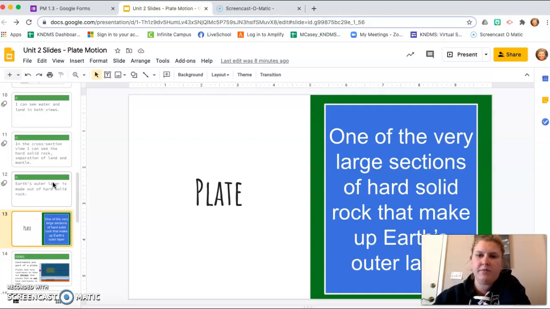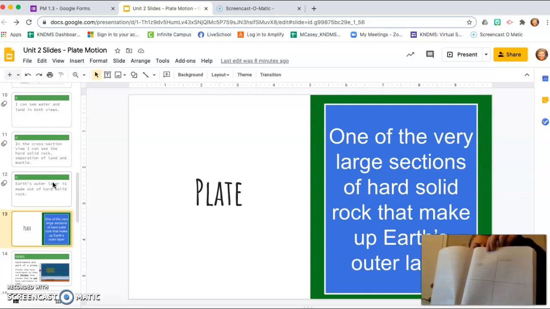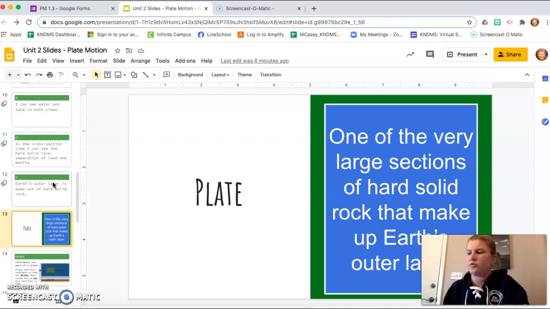And the definition of a plate, we're not talking about a dinner plate here. We're talking about one of the very large sections of hard solid rock that makes up Earth's outer layer. So go ahead and add that definition in here. And again, keep in mind the camera might do this backwards since it's on a FaceTime camera. Word, definition goes here. After you copy that definition down, you will also draw something that will help you remember it. I'm skipping this part just so that this video is not super long for you guys, because you can pause and add these in as you go.